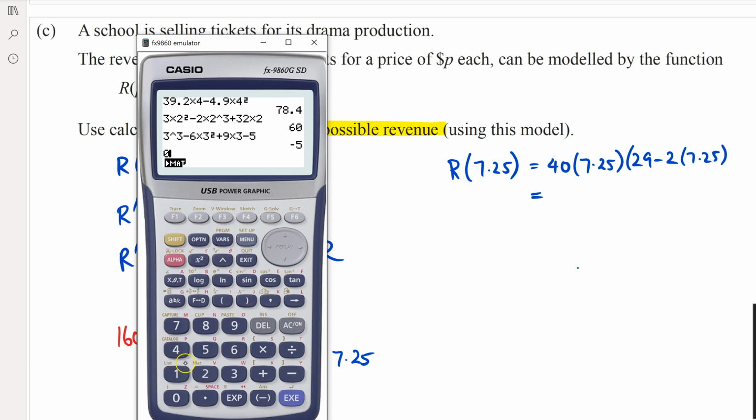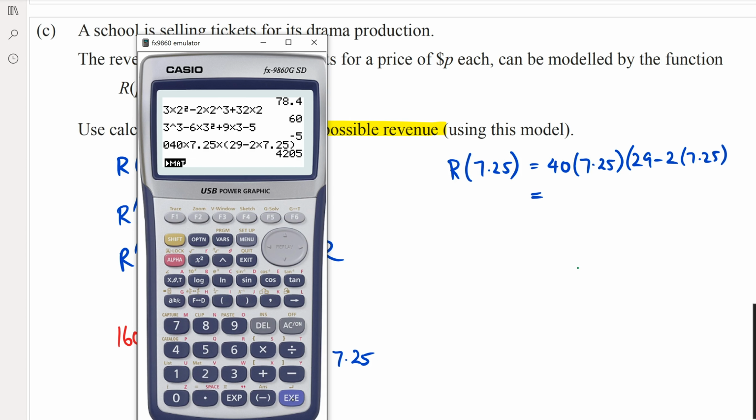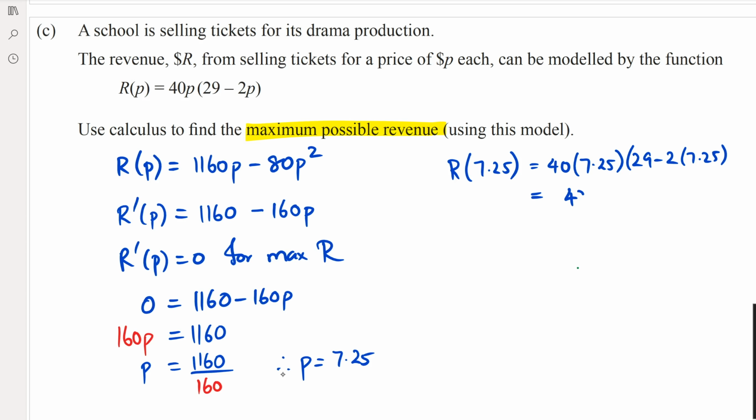So we got 40 times 7.25 times, what do we got, bracket 29 minus 2 times 7.25. And we get a maximum revenue of $4,205. Grades wise, guys, this is what gets you a merit. Find R dash of P equals to 0 gets you an achieved. So that's right there.